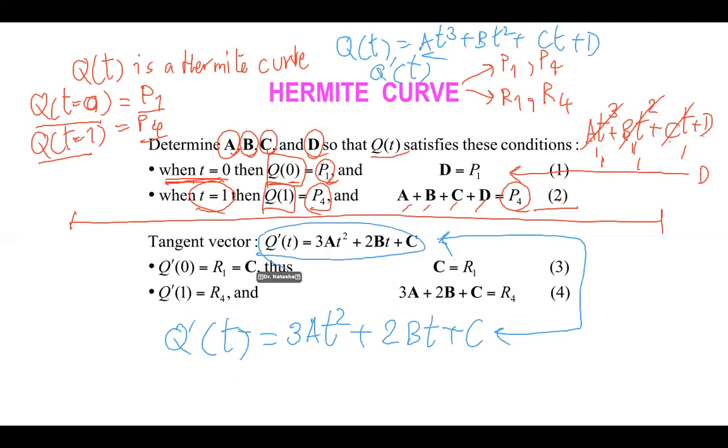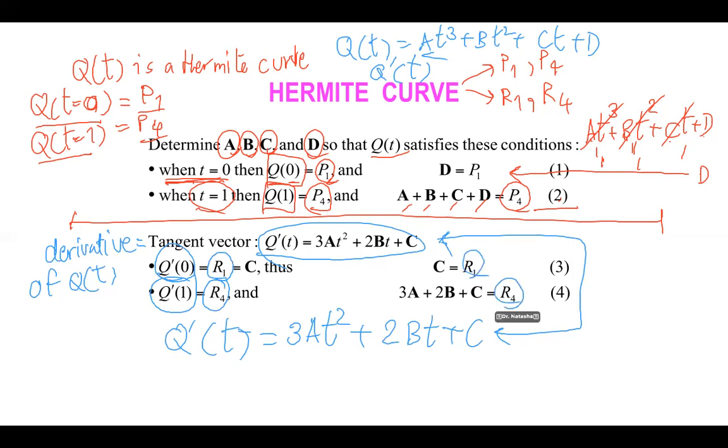The derivative of Q(t), which is the tangent vector, is Q prime t. It is equal to 3at^2 plus 2bt plus c. And then once again, we substitute t by 0 and t by 1. You can get R1 and R4. R1 and R4 will be the third and the fourth equations.